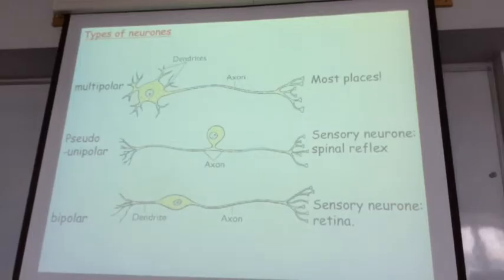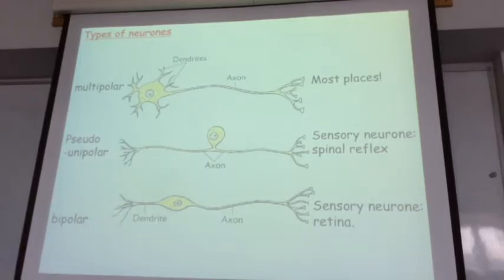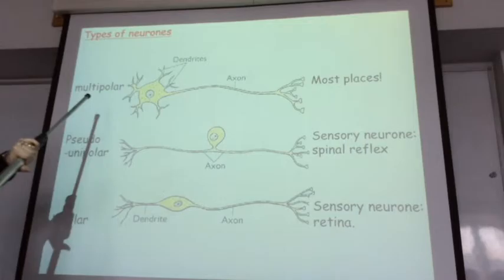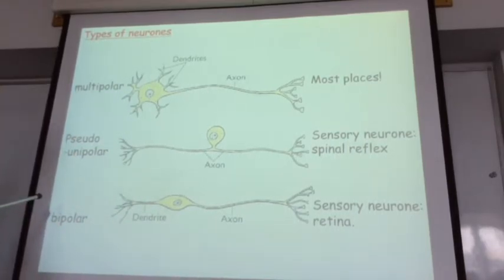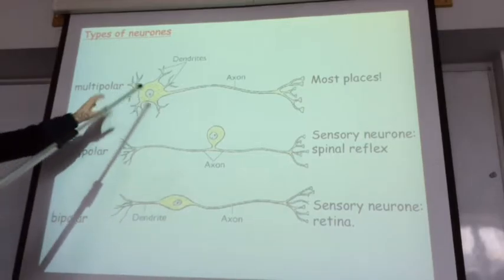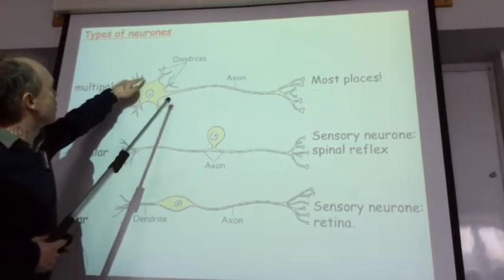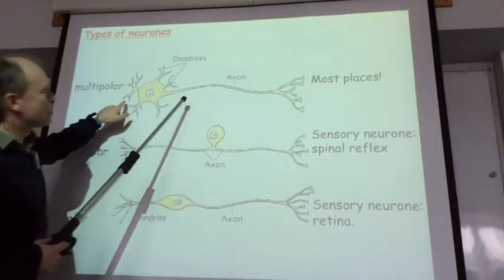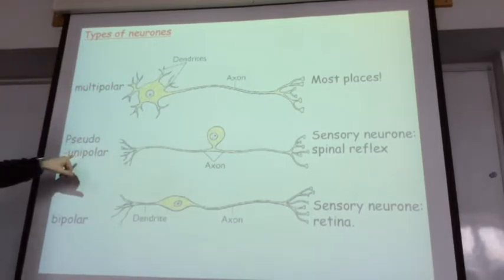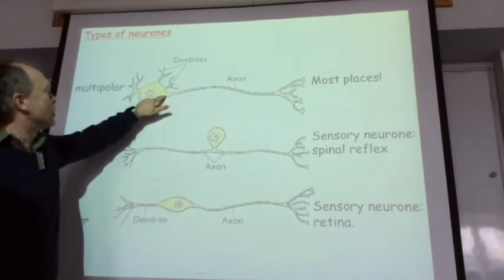Okay, so various different types of nerves. They're all on the slides. I've uploaded those, so you can have a look. But multipolar, in other words, there's an axon, and there's several dendrites coming out. That's called multipolar. Pseudo unipolar, so leaving the cell body, there's several different routes leaving the cell body.